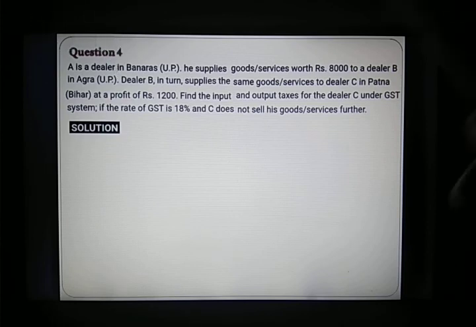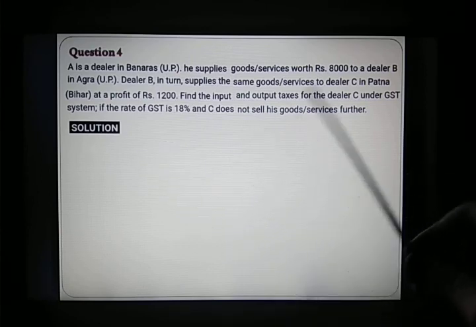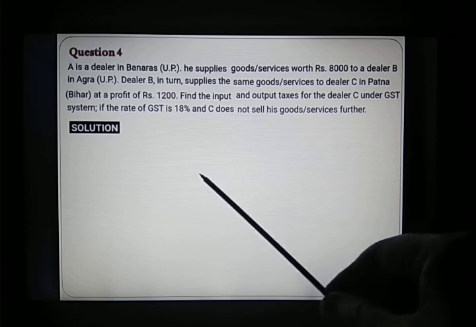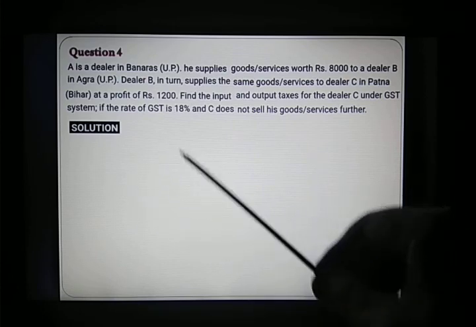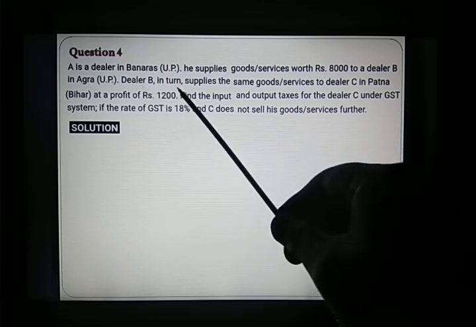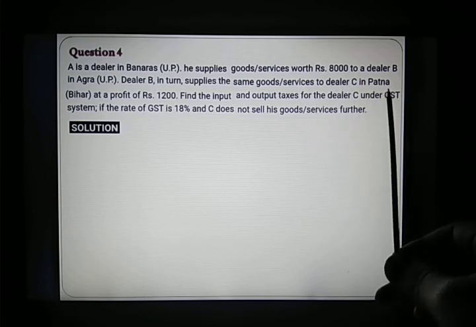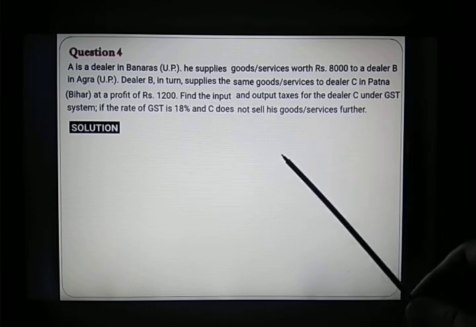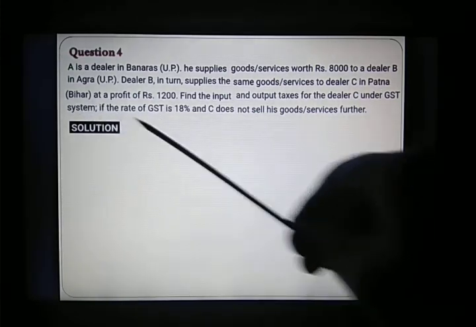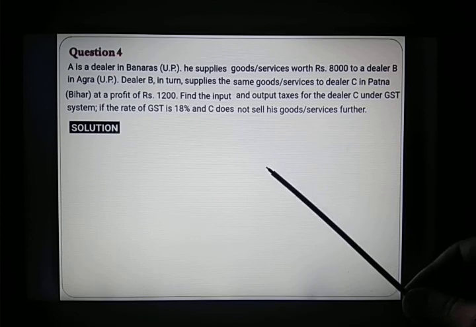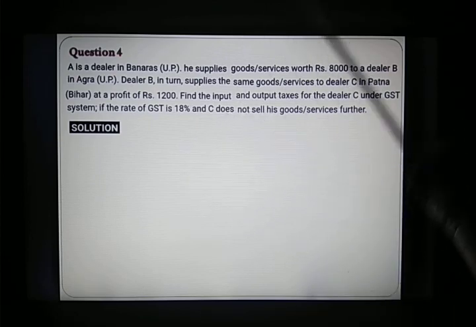So there's a dealer by name A who is in Banaras, and there is another dealer by name B who is in UP. So both are in UP, right? So that's why this is intrastate sale. Now dealer B in turn supplies the same goods or services to dealer C in Patna. Now there's another dealer C who is staying in Patna, that is Bihar. That means this is now a different state. So that's why the next transaction is going to be an interstate transaction.